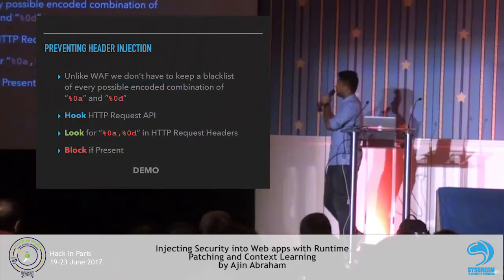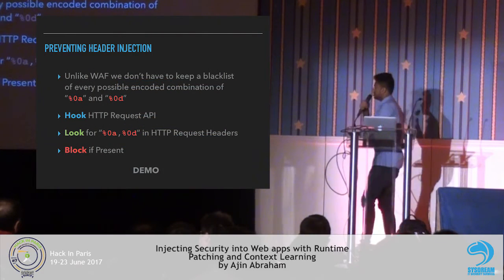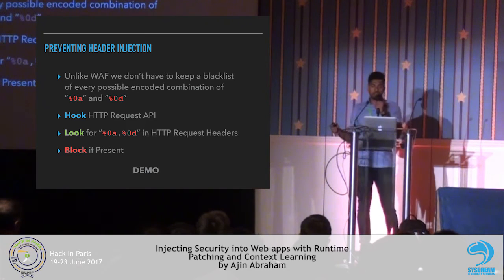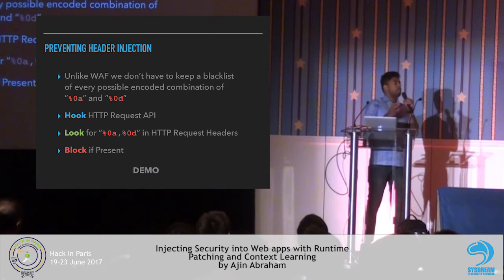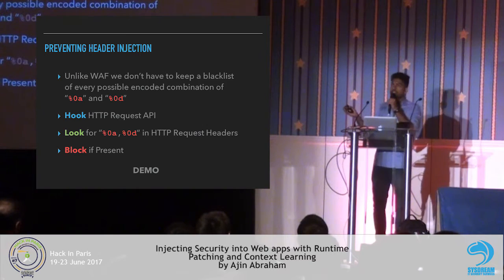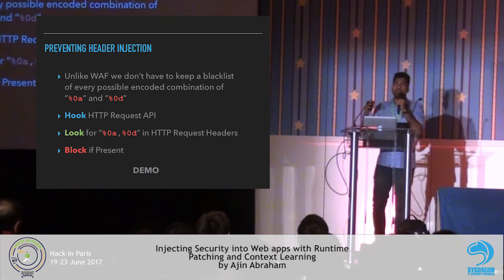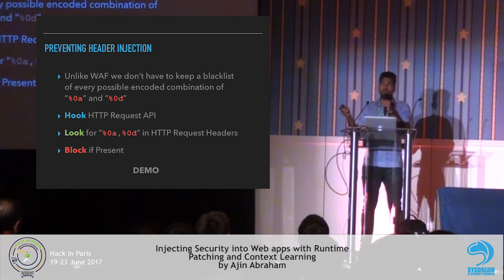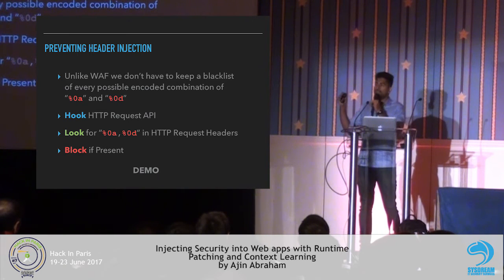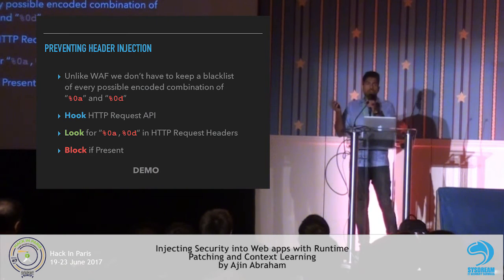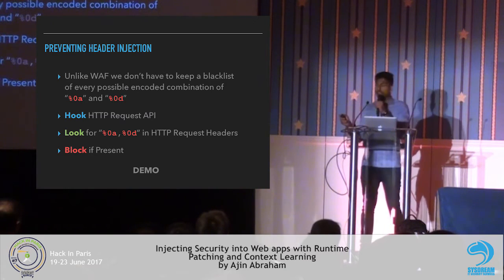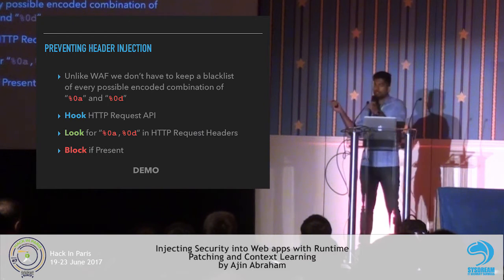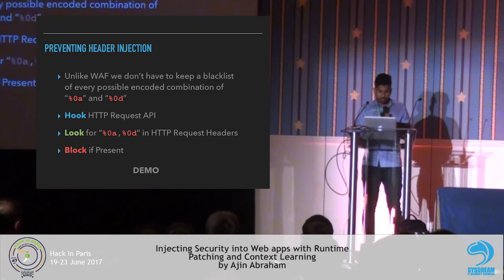Other things we can do: you have the HTTP header splitting attacks, which were a part of a couple of legacy applications. Even in today's applications, you can see this vulnerability once in a while. A typical WAF has to look for all the possible encoded combinations, escaped or WAF-bypassing payloads, because it's all signature based. But for us, we don't really have to do it. We only have to inspect it at the final stage when it is going to get processed. We just have to look for %0a and %0d. Hook into the HTTP request API, look for those characters in the headers, and block if present. So here's a quick demo for that as well.